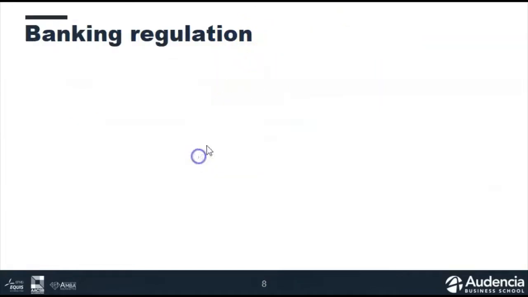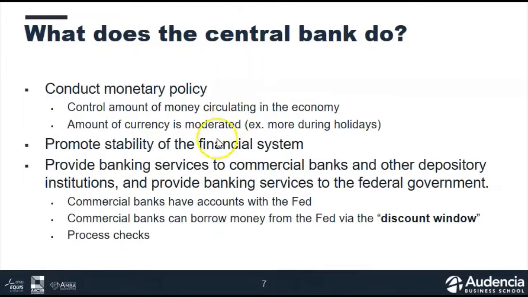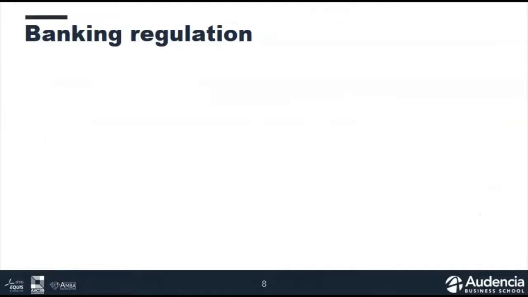So a commercial bank here can borrow money from the Fed via what we call the discount window. They go to the Fed, and a commercial bank can say, I need some money, or I'd like to have some money, and they'll borrow it through a discount window. We call it a discount window because usually the interest rates are discounted. They're lower than what we see in the marketplace. So the Fed has many roles to play.